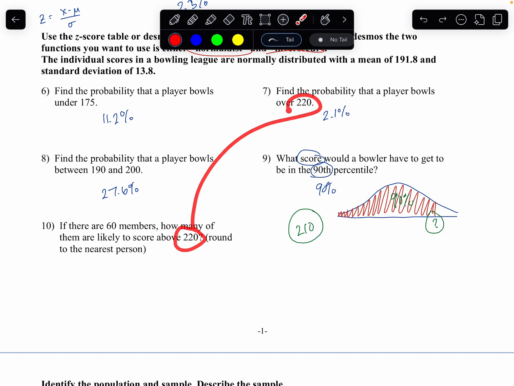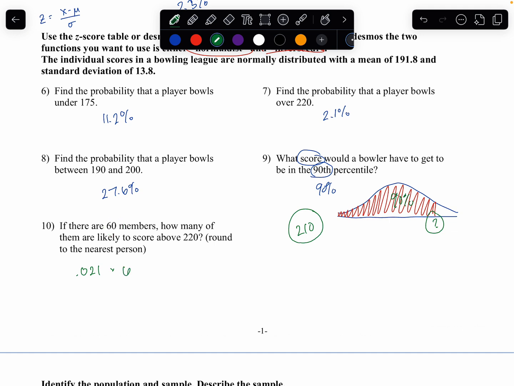Notice that we already calculated the probability up in number 7, so we don't have to do another probability. The probability is 21.2%, which is 0.212 probability, and I'm going to multiply that by the number of people. So basically what I'm trying to find is 21.2% of 60. So 0.212 times 60, and I get 12.72, and so I'll probably just round. So 13 people in this group of 60 are likely to get above a 220.